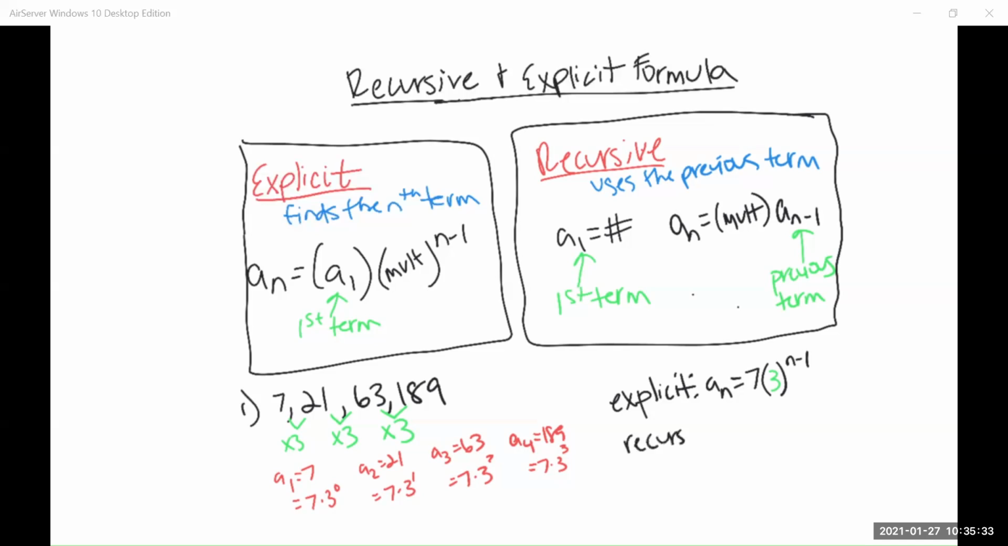Recursive is going to use the previous term. Okay, so we're first going to state the first term. What is my first term? It is 7. And then how do I get to the next term? My next term, each time I'm multiplying by 3 times the previous, a to the n minus 1.